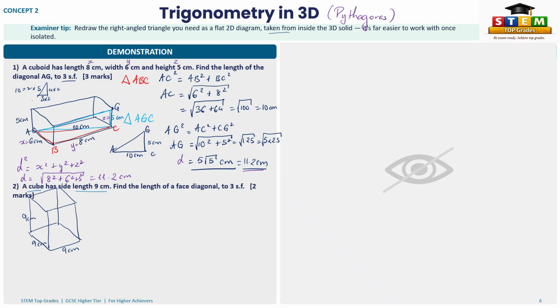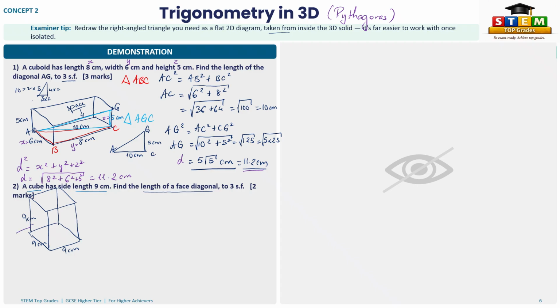What it is asking me to do is find the length of a face diagonal to 3 significant figures. So face diagonal, it's not that distance we worked out earlier, which was right there. This one is a space diagonal, so across the whole space. But here we're only looking for one of the faces, so a face diagonal, that's what it is. So let us see what that means.